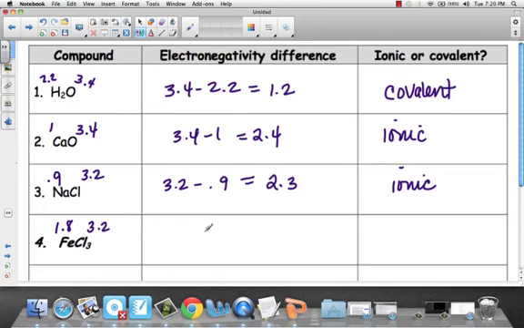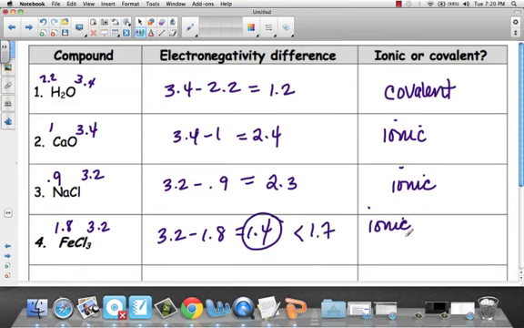FeCl3, iron(III) chloride, and iron is 1.8 and chlorine is 3.2. So this is going to be a difference of 1.4. Now, this is considered ionic because it is a metal and a nonmetal, but this electronegativity difference is less than 1.7, so it's ionic with covalent character.